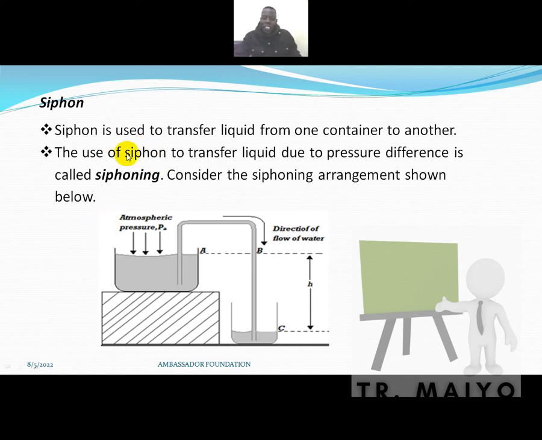Now, a siphon is used to transfer liquid from one container to another. It applies the pressure difference. Look at the diagram here. This is a tube transferring liquid from container A to container C. You put the tube in container A and you fill that tube with water first to provide continuous flow. If you don't, there will be no water flowing, or whatever the liquid.